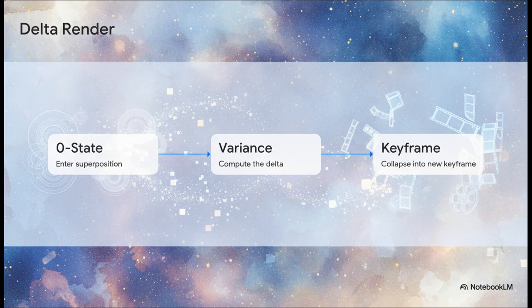Instead, reality relies on what's called a delta render pipeline. It works like this. The system enters a zero state, a superposition, computes the variance, or the delta, from the previous frame, and then it simply collapses that specific change into a brand new localized keyframe.